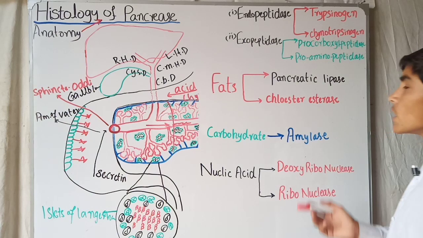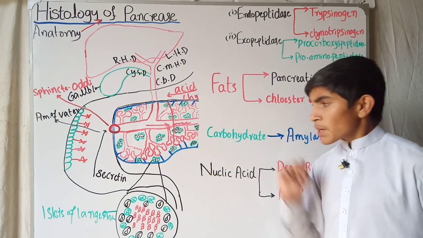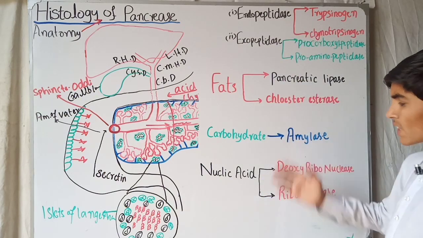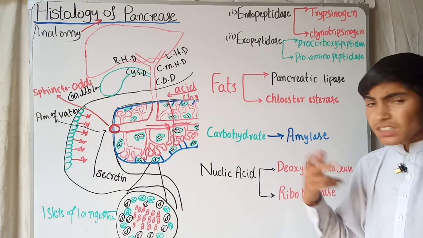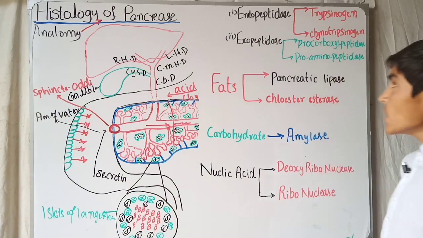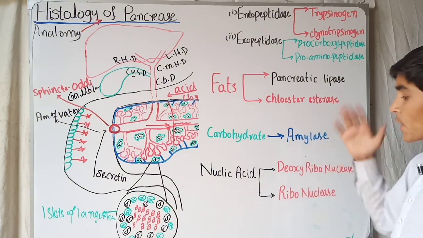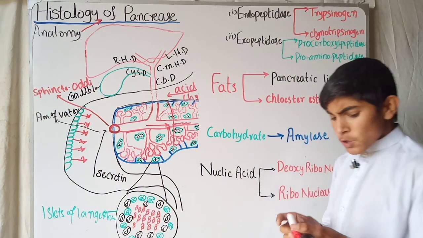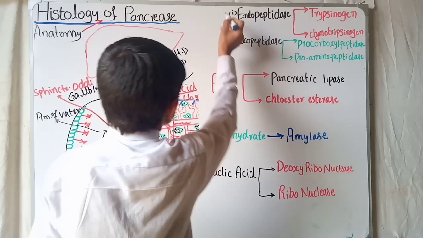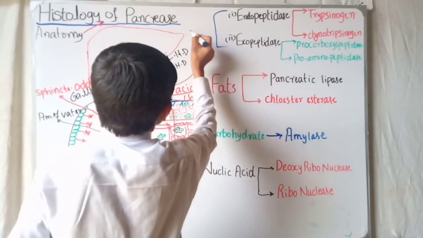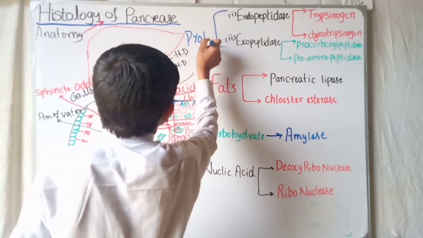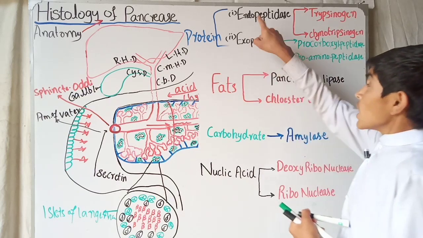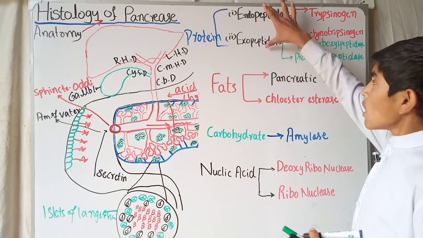If we talk about the enzymes secreted by the pancreatic duct, there are several enzymes which are secreted by the acinar cells of the pancreas, and they are different for different food particles. So if we talk about the protein, there are two types of enzymes secreted for the protein.